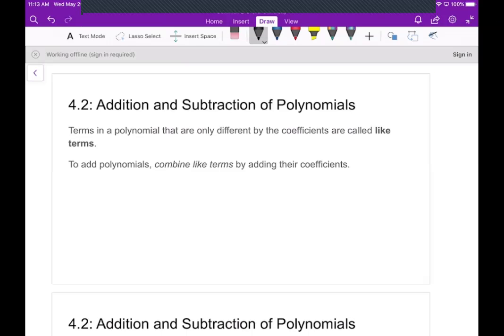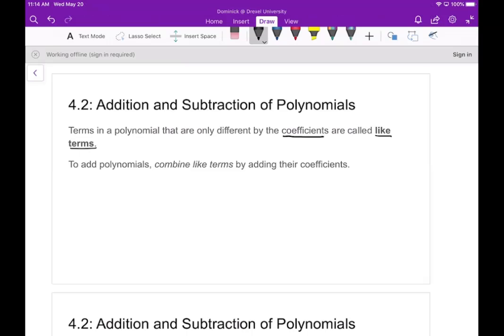Okay, guys, welcome. Today we're going to talk about addition and subtraction of polynomials. When you have terms in a polynomial that only differ by the numbers out front, or by the coefficients, they are what are called like terms.